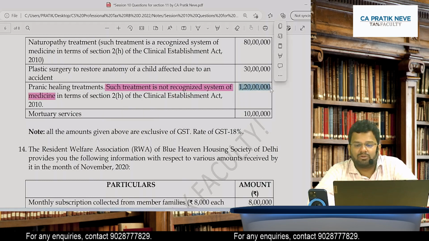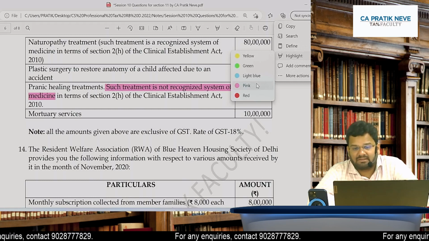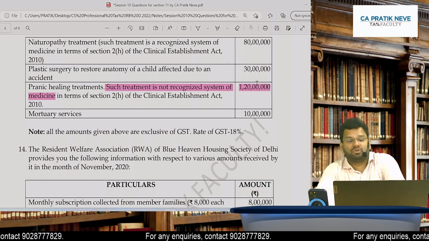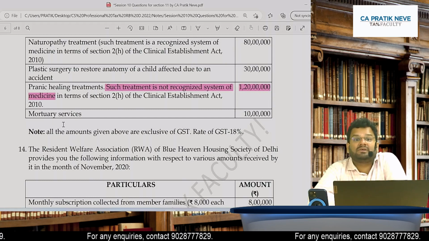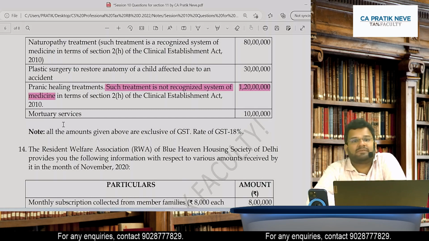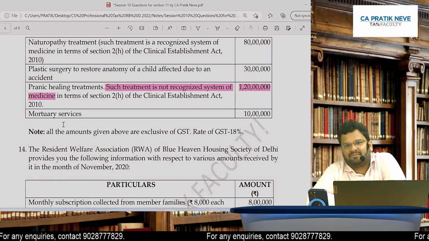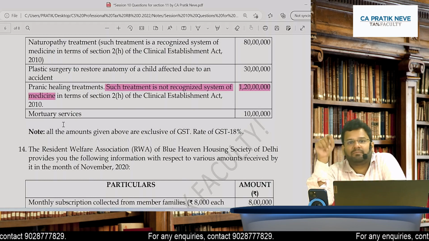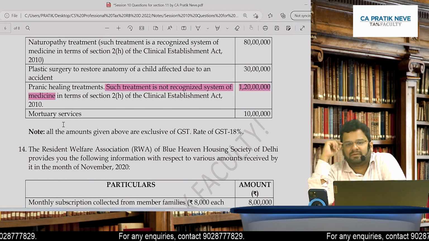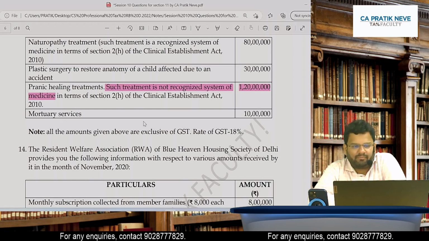And what about mortuary services? I want a perfect answer. Very good, Pratiksha. Mortuary service, burial service, funeral service is neither supply of goods nor supply of services given in Schedule 3, the negative list. Just mind it, Schedule 3, Roman 3. I am sure you know that. So it's not taxable.